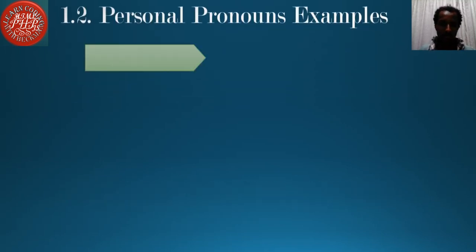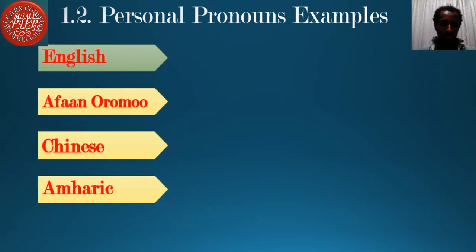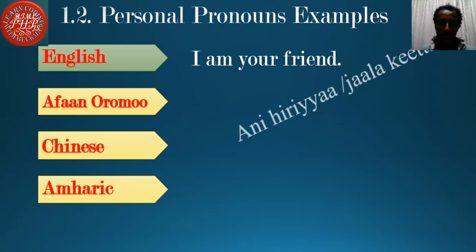Now we will see some examples of the pronouns we already learned in the first part, okay? Look, personal pronoun examples in English, Afaan Oromo, Chinese, and Amharic. I will show you in those four languages, okay? Just follow me. I am your friend. When we say I am your friend, it will be in Afaan Oromo like this one.